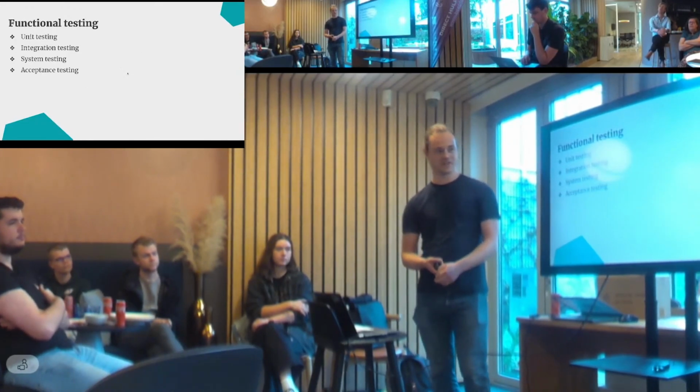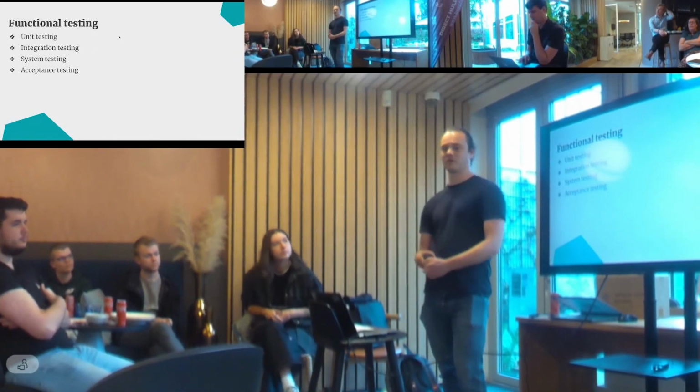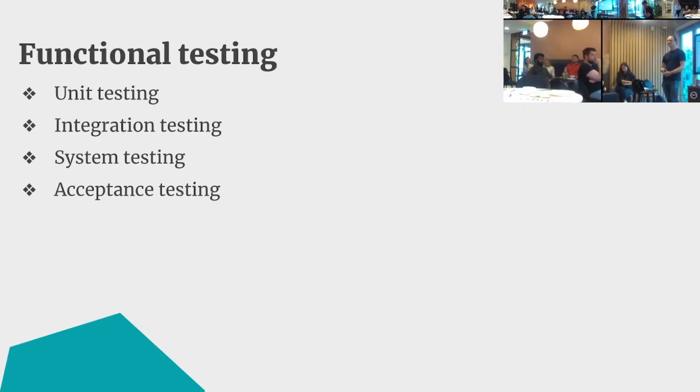These are the four main stages of functional testing. Functional testing is when you test if your application implemented all the functional requirements correctly. Functional requirements are all the things that your system must do, can do, so all the features that it needs to implement. So the first step in functional testing is unit testing.